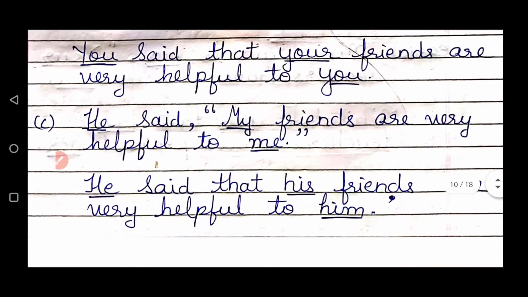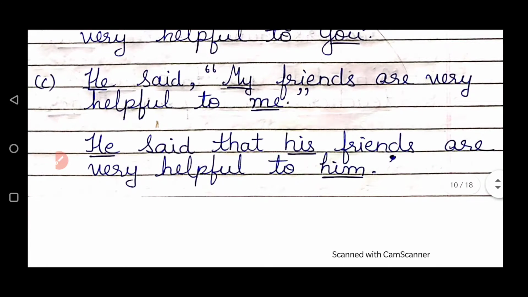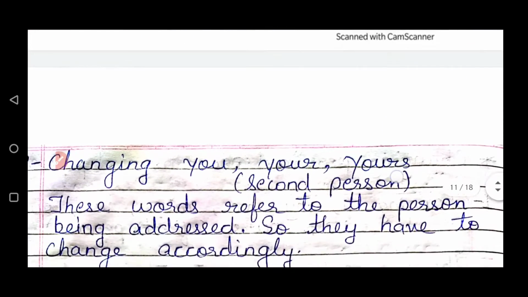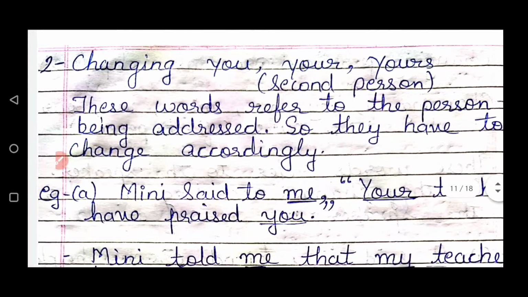ही सेड, अब ये थर्ड पर्सन हो गया, राइट? थर्ड पर्सन प्रोनाउन. ही सेड माई फ्रेंड्स आर वेरी हेल्पफुल टू मी. ही सेड दैट, तो माई की जगह हो गया हिज, है ना? थर्ड पर्सन है तो हिज फ्रेंड्स आर वेरी हेल्पफुल टू हिम, राइट? ही का हिम हो गया, ऑब्जेक्ट में हिम आएगा. नाउ ये तो हमने पर्सनल फर्स्ट पर्सन प्रोनाउंस चेंज किया है.